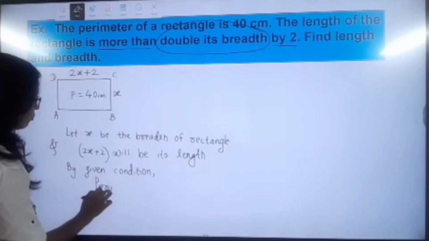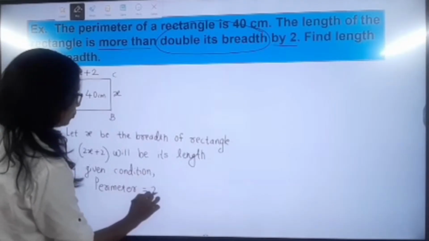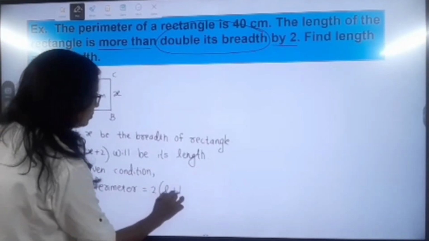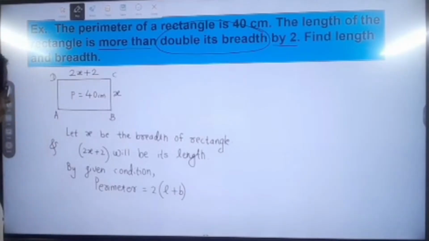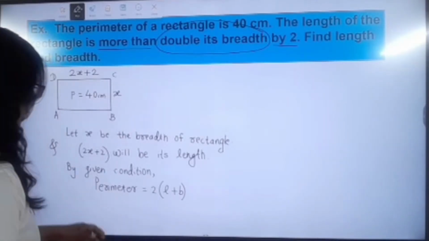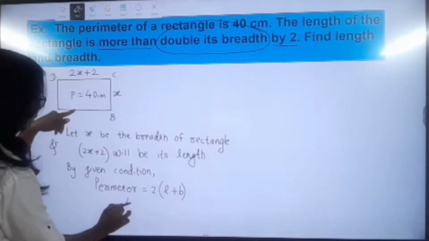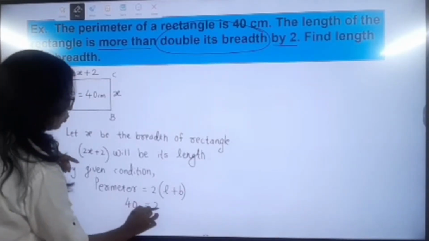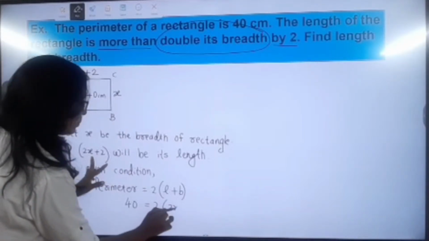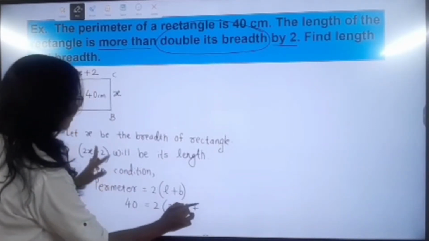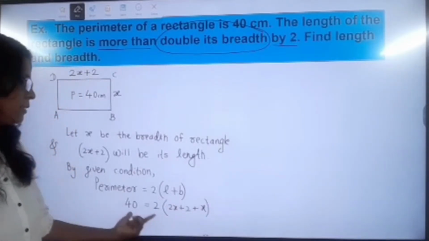perimeter is equal to 2 into length plus breadth. Okay, because this is the formula, students. So I write down 2 into length plus breadth. So perimeter is 40 is equal to 2 into length, which is 2x plus 2, and the breadth is x. So now we have to solve this equation.